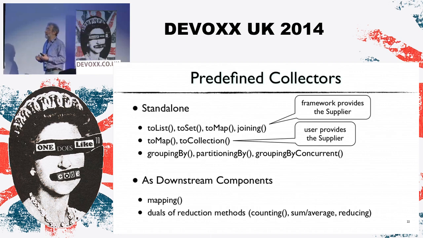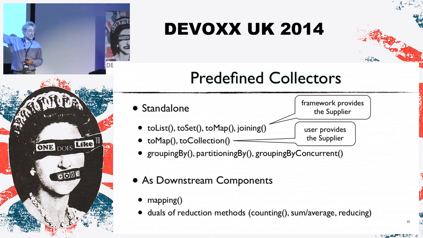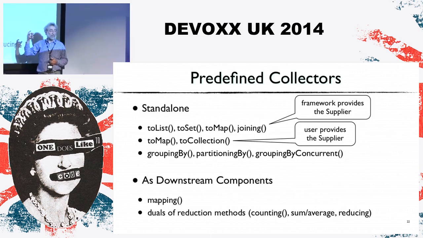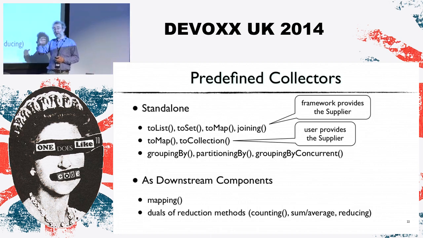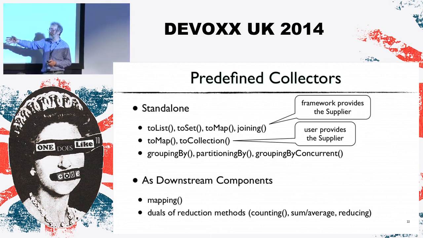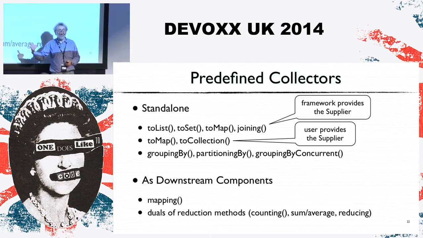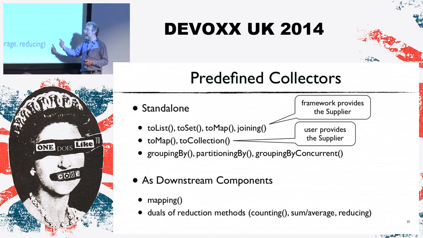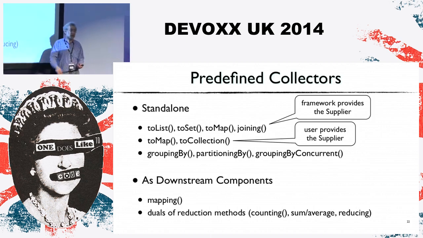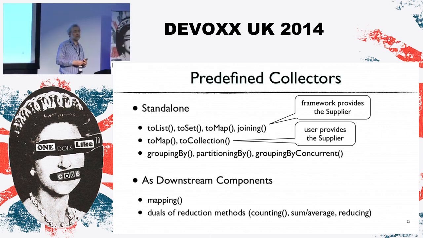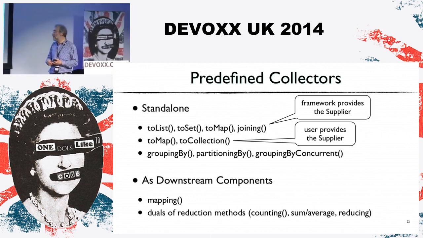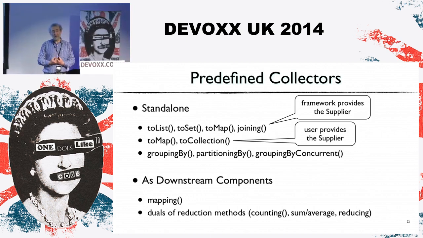the way that you compose them is by using a standalone collector as the first function to be evaluated, and then you pass the results on to a downstream component. And there's a whole lot of downstream components, which I probably won't get much time to talk about. Most of these are duals of reduction methods. So the reduction, which I said didn't work very well, works better in this context.